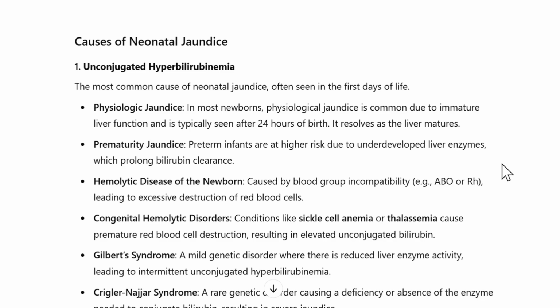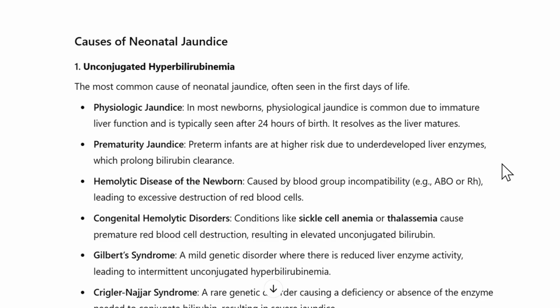1. Unconjugated hyperbilirubinemia. The most common cause of neonatal jaundice, often seen in the first days of life. Physiologic jaundice. In most newborns, physiological jaundice is common due to immature liver function and is typically seen after 24 hours of birth. It resolves as the liver matures.